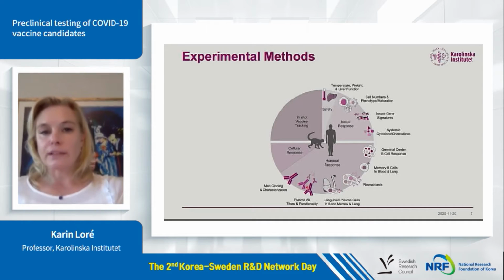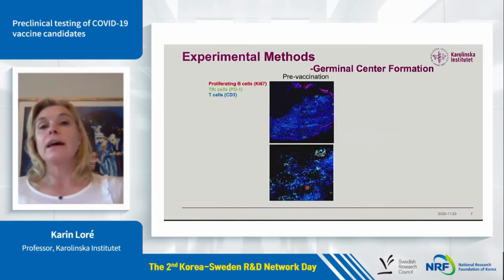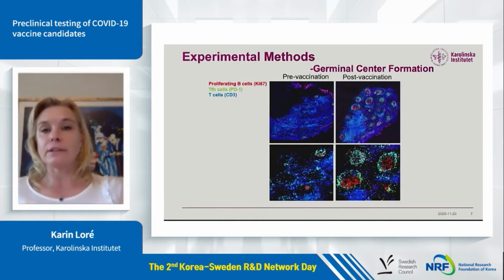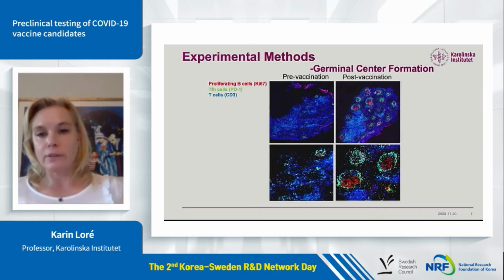We can look at different tissues, for example, what happens in the lymph nodes that are draining the vaccination site. This is before vaccination, and this is 2 weeks after vaccination. So without knowing much about germinal centers, you can see that there is a drastic difference 2 weeks after vaccination, that you're developing a B-cell response to this vaccine.